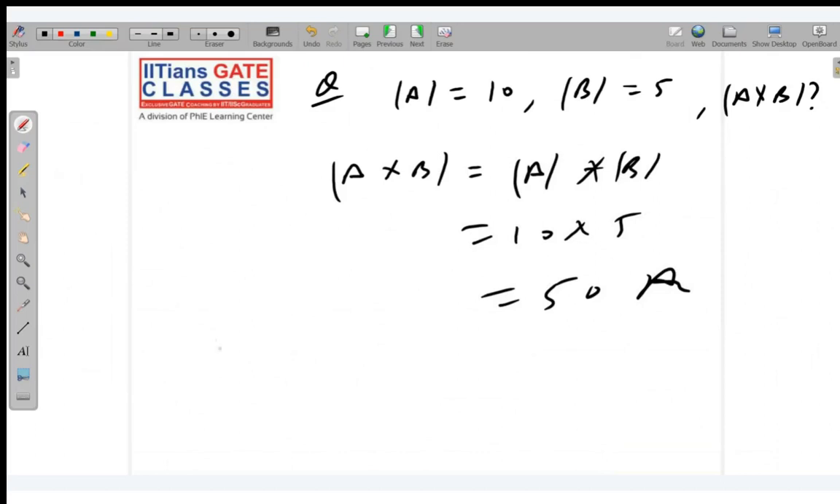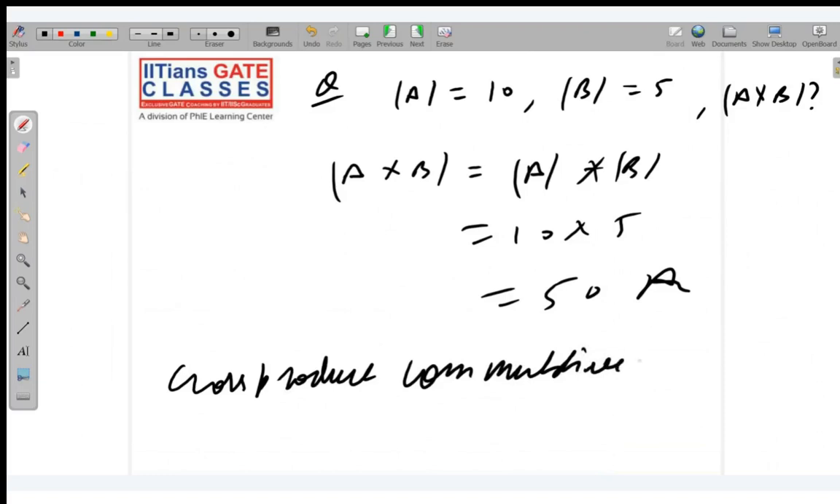Okay, so many times this question has been asked, so please tell me, is cross product commutative or not? Commutative means A cross B is the same as B cross A? No, I have just told you. Okay, so theory. A cross B is not the same as B cross A.